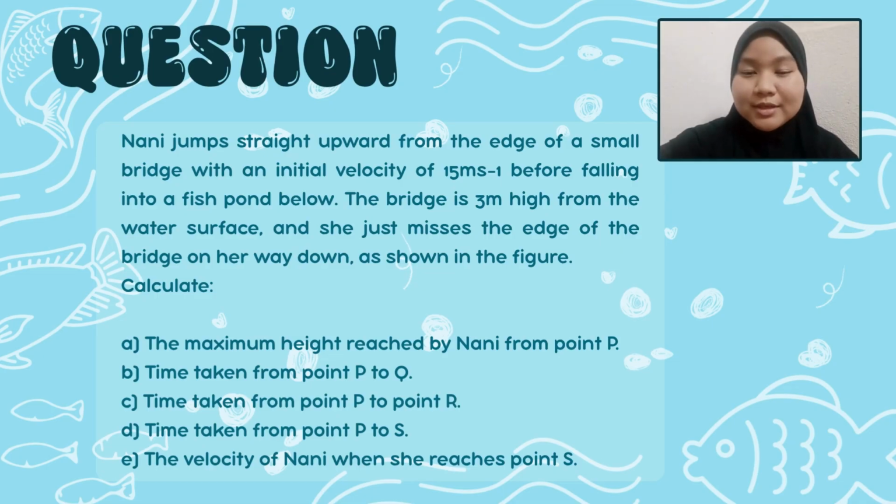We need to calculate A. The maximum height reached by Nani from point P. B. The time taken from point P to Q. C. Time taken from point P to point R. D. Time taken from point P to S. And E. The velocity of Nani when she reached point S.